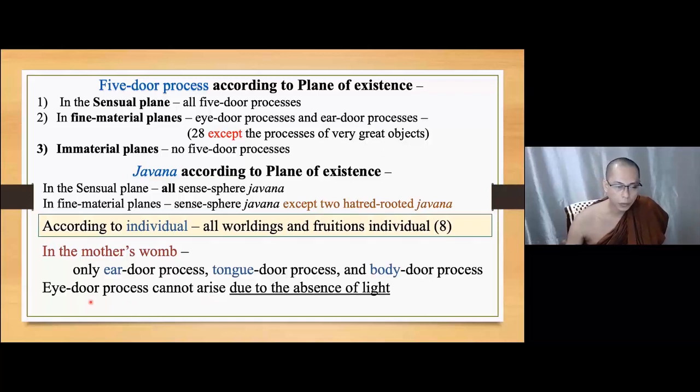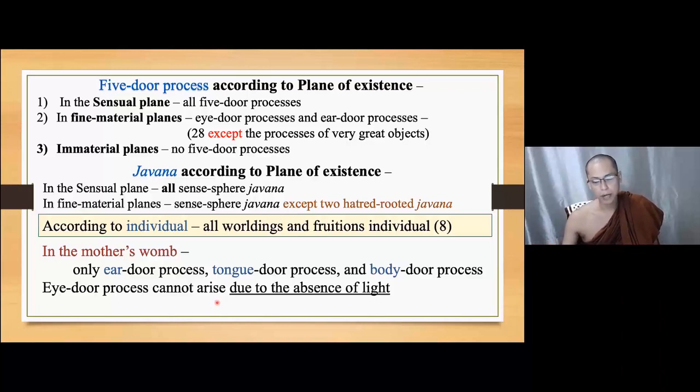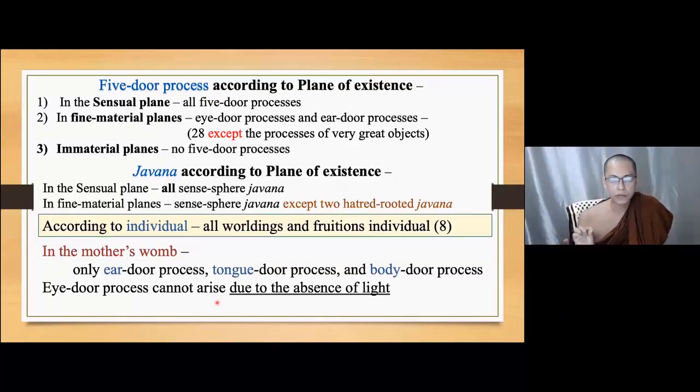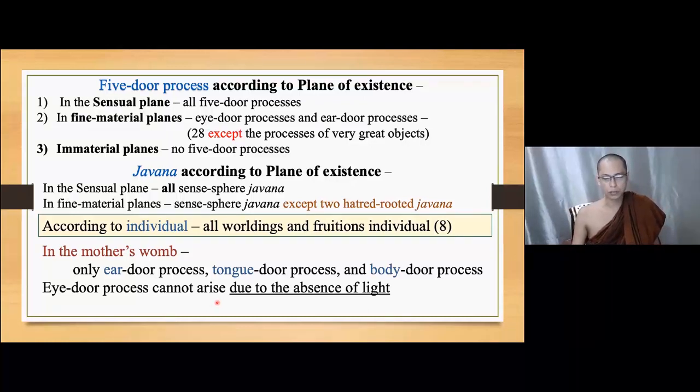So here, the absence of the eye-door process. Why is it absent? The eye-door process needs the condition of light. In the mother's womb there is no light, so one cannot see. The eye sensitivity already arises in the mother's womb, but it cannot take the object due to the absence of light. So the eye-door process cannot arise in the mother's womb.